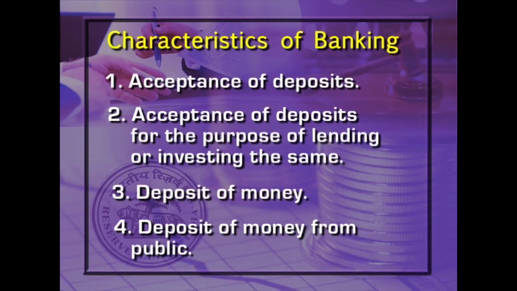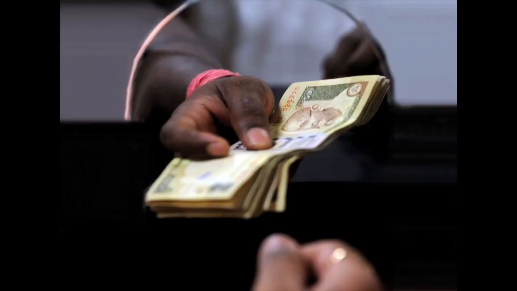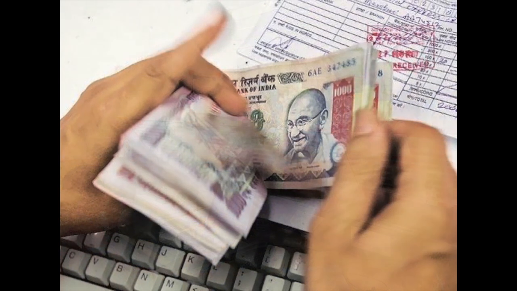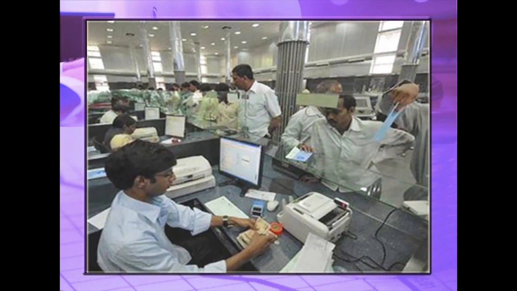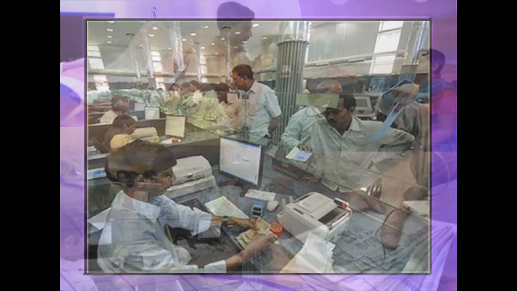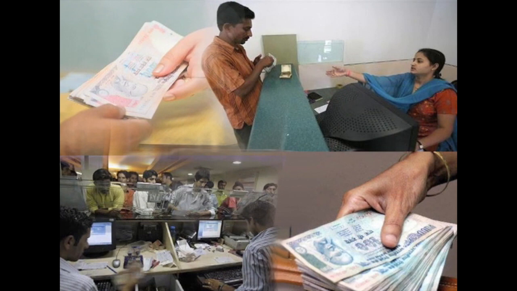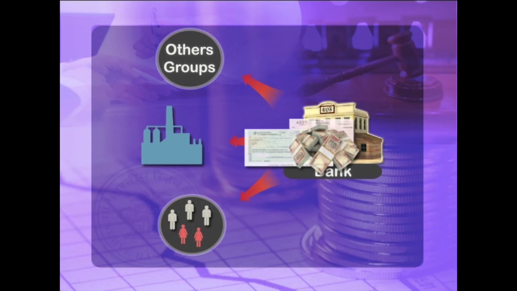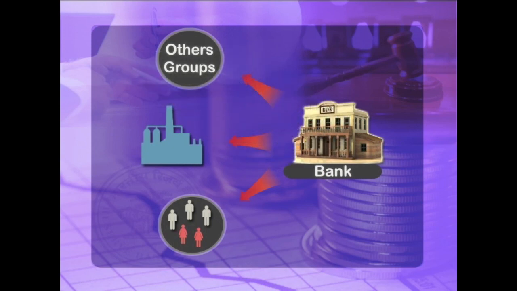Then the other characteristic follows, the deposit of money from the public, which means that the deposits could be made by any member of the public and implies that any person. A person includes an individual, a firm, a company, a cooperative society, a Hindu undivided family, any juristic person, a body corporate. The next characteristic is repayment. The money so received must be returned either on demand or as per the terms of the deposits.